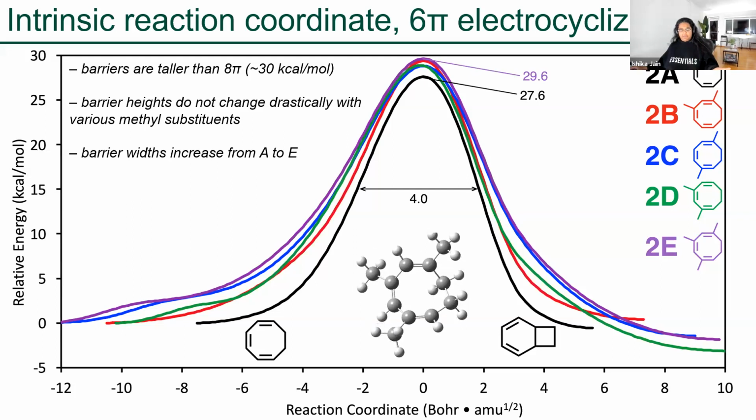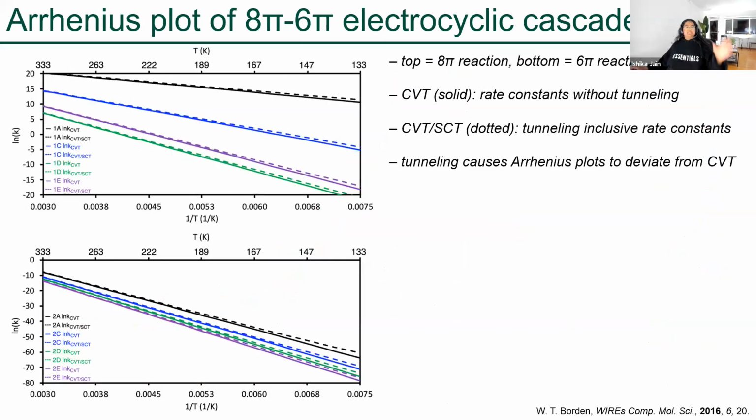But if we want to look at the rates, we can look at it here. The top plot is our 8 pi part, and the bottom plot is our 6 pi part. And in these Arrhenius plots, we're plotting both the over-the-barrier path, our classical model, and the through-the-barrier path, our quantum model. The solid line indicates rate constants without tunneling, and the dotted line indicates rate constants that include tunneling.